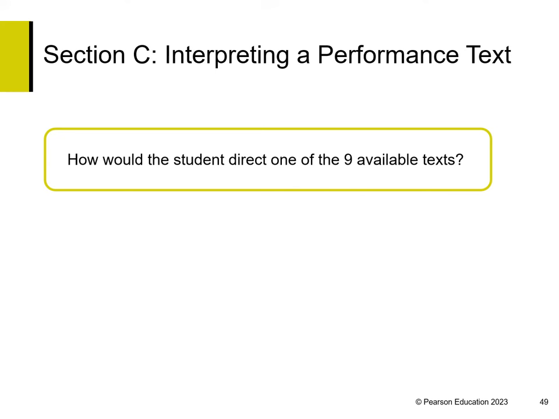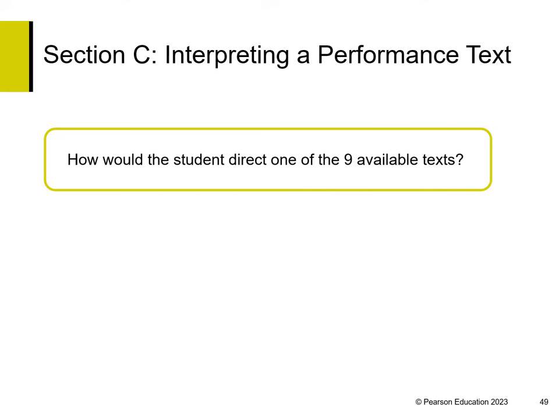So we move on to Section C, interpreting a performance text. The nutshell on this is, how would the student direct one of the 9 available texts? Delightfully simple, but that's the essence of it. They are a director and they're going to direct one of these texts. There are lots of other demands, of course.